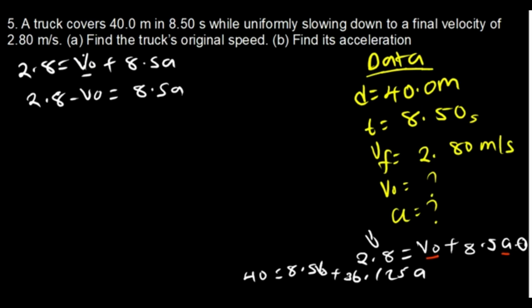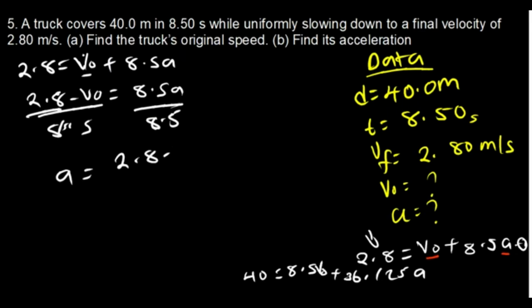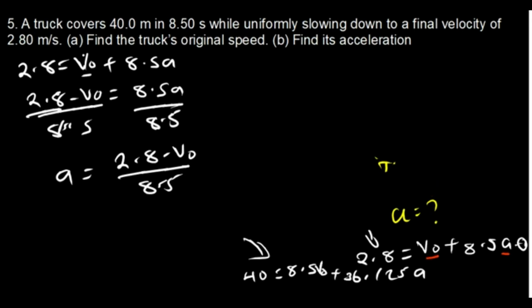Okay, so now let's continue. We want to make a the subject of the formula. So I'm going to divide both sides by 8.5. Now I'm going to have my acceleration equal to 2.8 minus v initial, divided by 8.5. Meaning that in the second equation, where there is acceleration, we are supposed to put 2.8 minus v initial divided by 8.5. Okay, cool. Let's just get rid of this.